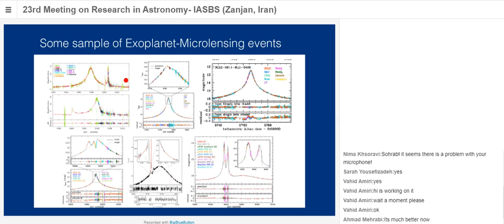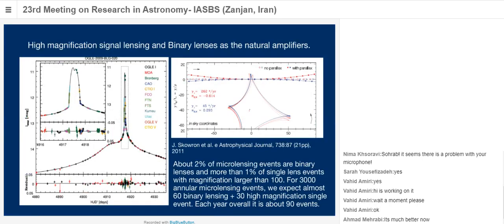So these are some samples of the microlensing events. And here you will see the caustic crossing. And this is also some anomalies that happen at the peak. So all these are the signatures of the binary lens, and in some of them the companion is a planet. And with this method, people could discover about 60 to 70 exoplanets by gravitational microlensing.